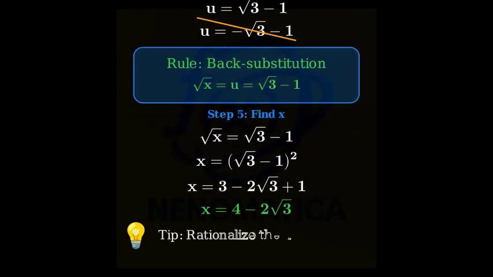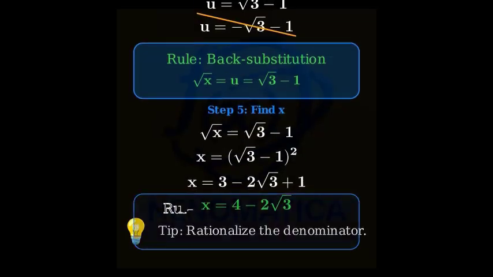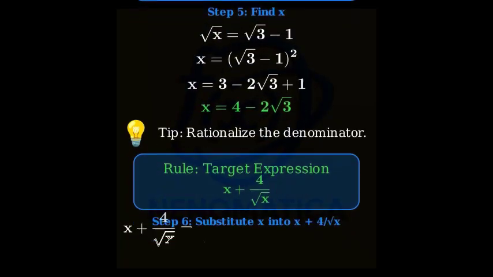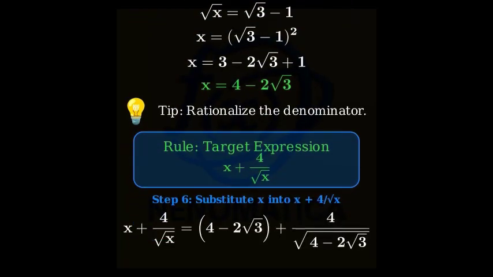Quick challenge. With x known, how would you evaluate x plus 4 divided by the square root of x? Think about rationalizing a denominator. Step 6. Substitute the value of x and set up the target expression. We write x plus 4 over root x as 4 minus 2 root 3 plus 4 over the square root of 4 minus 2 root 3.